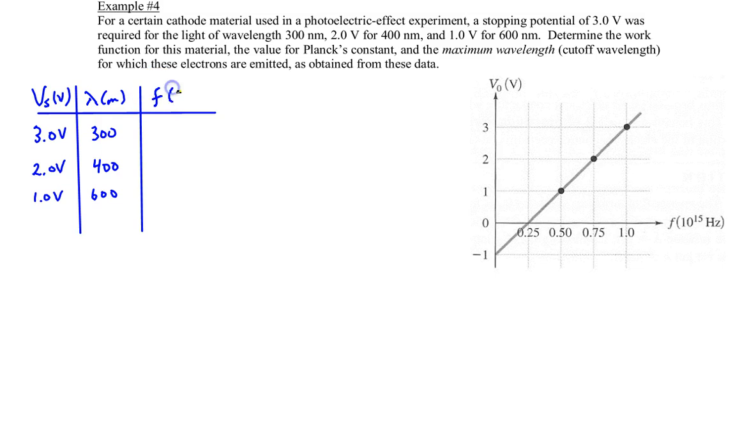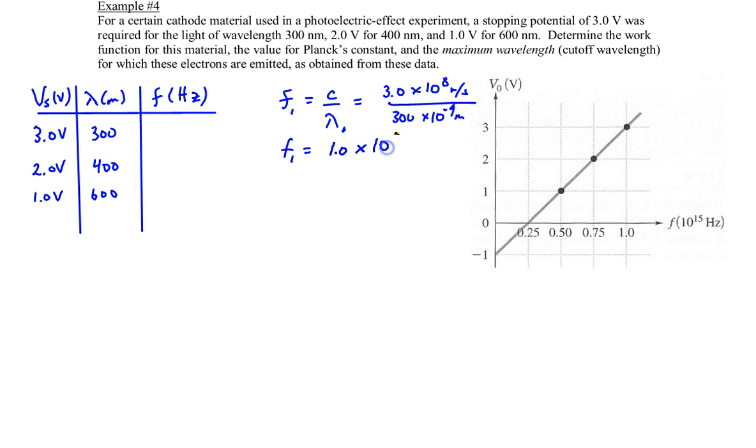We have frequency measured in hertz. To determine the frequency here, which is actually already plotted for you, we would use the speed of light divided by the wavelength. For example, to find the first one, I would use the first wavelength. Speed of light is 3 times 10 to the power of 8 meters per second divided by the wavelength, which is 300 times 10 to the power negative 9 meters. If you work that out, you'll get a frequency of 1.0 times 10 to the power of 15 hertz.